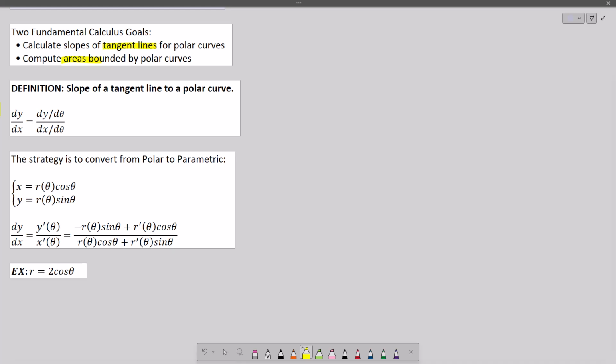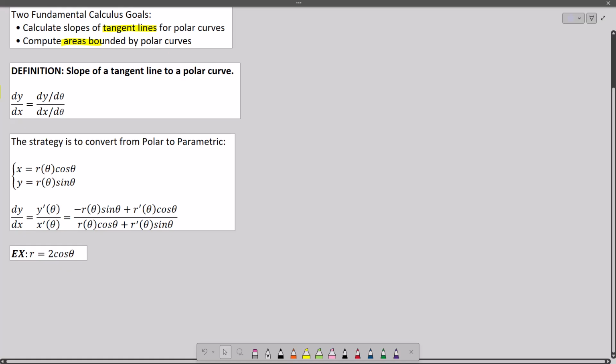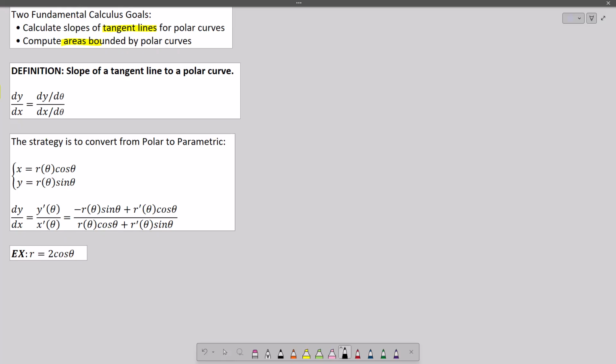Okay, now it's going to be a little bit of a jump. It's not quite as simple as it was in parametric because of this. So we know our four equations that take us back and forth. The two primary ones were x equals r cosine theta, and the second one was y equals r sine theta. We are going to use those two equations to take our polar curve and write it parametrically.